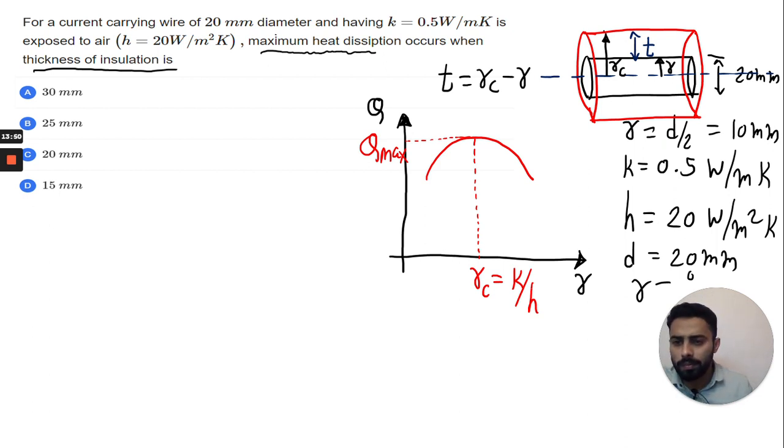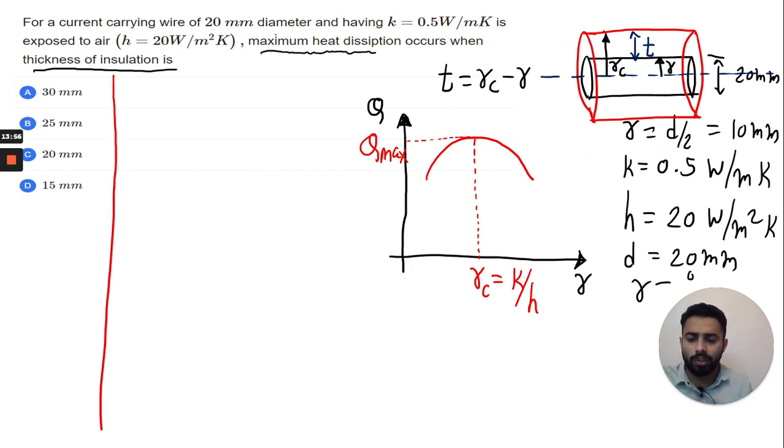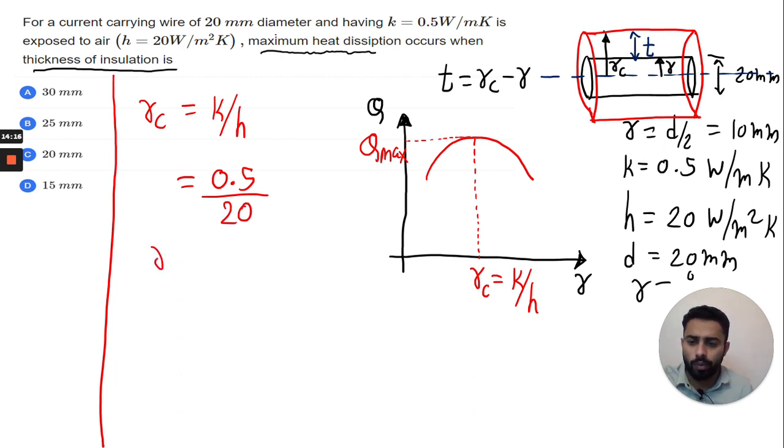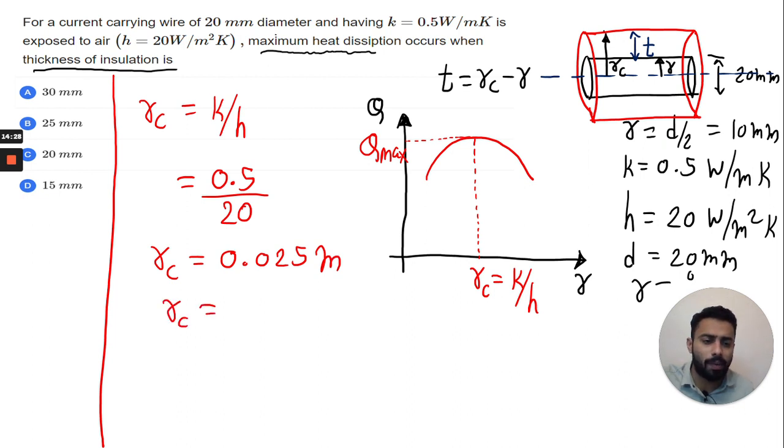So how to calculate this value? Now the question will become very simple once you understand it. So let me solve over here. How to calculate this RC? RC is K by H. Just substitute the value. We know K is 0.5, and H is 20. So when you do this calculation, 0.5 divided by 20, it will turn out to be 0.025, and it is in meters. When we convert meters into mm, we multiply by 1000, so it will turn out to be 25 mm.